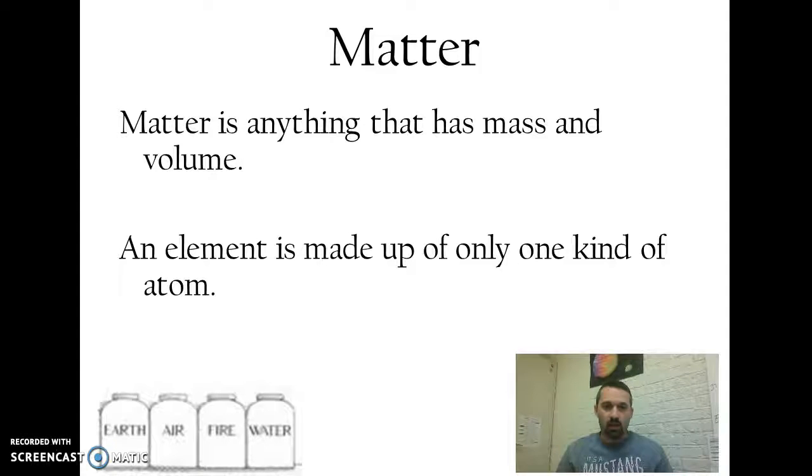So first off, we talked about how matter is anything that has mass and volume. Remember, mass is the amount of stuff that's in something. Volume is how much stuff that stuff takes up, how much space that stuff takes up. And then an element is made up of only one kind of atom. So examples would be carbon is one type of atom, so the element carbon is only made up of carbon atoms, or oxygen is only made up of oxygen atoms, and so on and so forth.